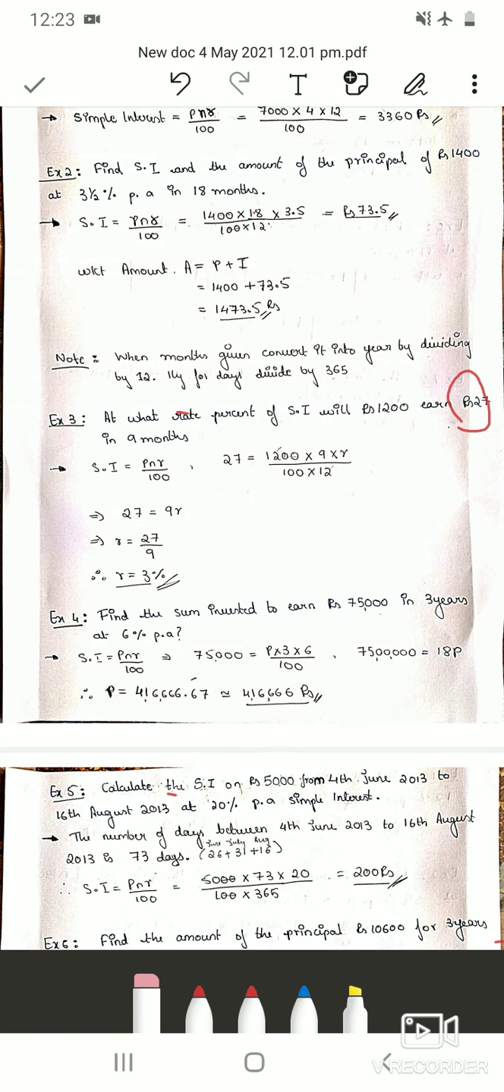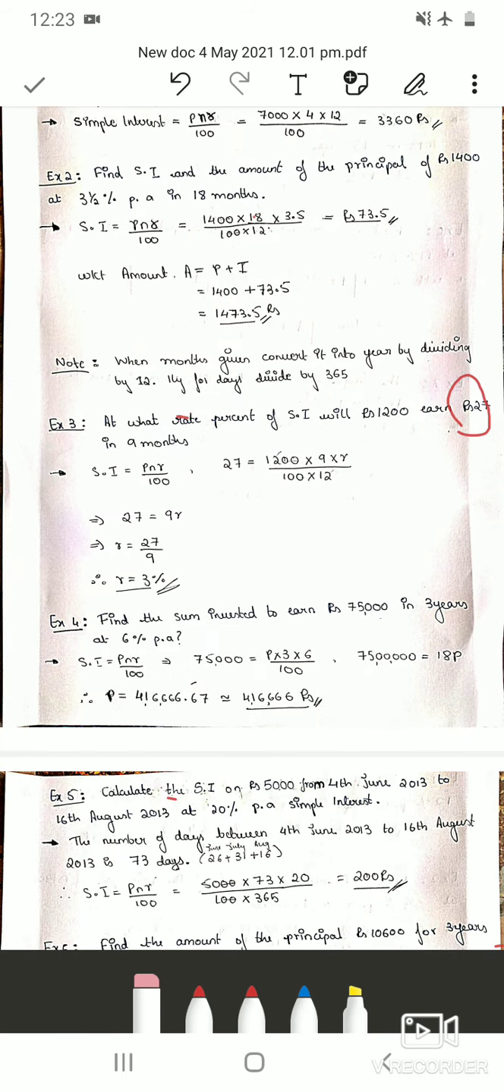In the next class we will solve some more problems of simple interest. I might need 2 to 3 classes for simple interest, then we will move to compound interest. So please go through these problems, try to solve some more problems by referring to textbooks or Google, and also see the practical applications where you apply simple interest or compound interest. We will discuss that also.